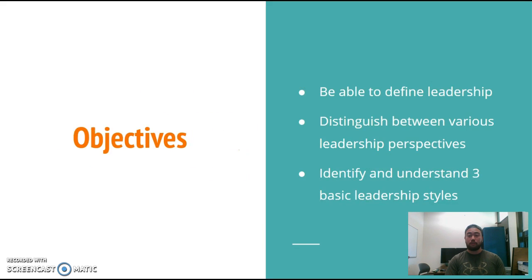So, some quick objectives before we start. By the ending of this, we should be able to define leadership, distinguish between various leadership perspectives, and lastly, identify and understand the three basic leadership styles.